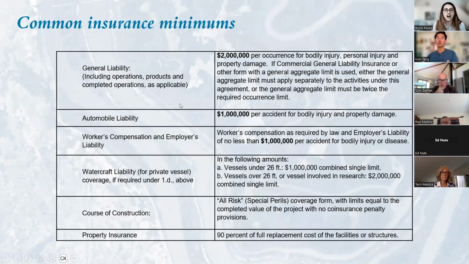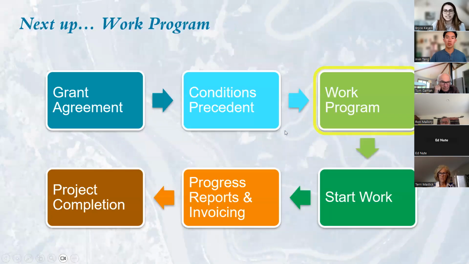So here are the common insurance minimums. The reason I say common is because it's going to depend on your specific project. But in general, we require $2 million for general liability, $1 million for automotive liability, and $1 million for workers' compensation.